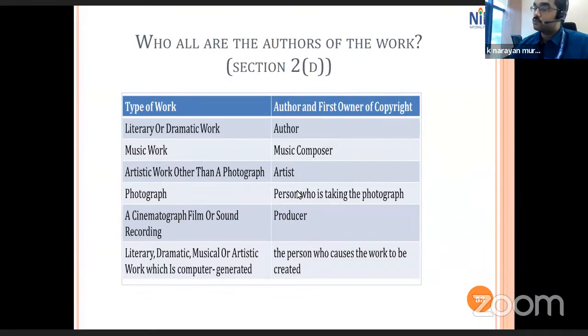Literary, dramatic, musical, artistic work which is computer generated, the owner is the person who causes the work to be generated. Okay. This is again a matter of contention, that AI should be given rights or not. So in India, the person who causes the work to be created is getting the rights. Okay, so it should be an actual person. Okay, photograph. The person who's taking the photograph. Say in social media, you must have seen your friends, your relatives asking for pic credit. Pic credit means who's taking the photograph. Okay, he is the first owner of copyright.